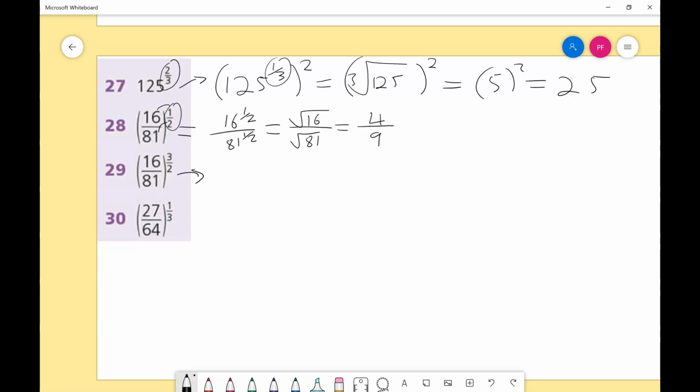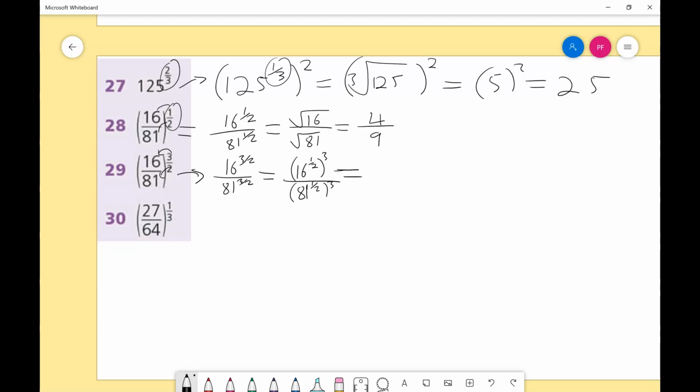We got 16 over 81 to the power of 3 over 2. So remember, it's brackets, so it applies to everything inside. So that's 16 to the power of 3 over 2 over 81 to the power of 3 over 2. I like to take the fraction part first. So that's 16 to the power of a half, to the power of 3, over 81 to the power of a half, to the power of 3.